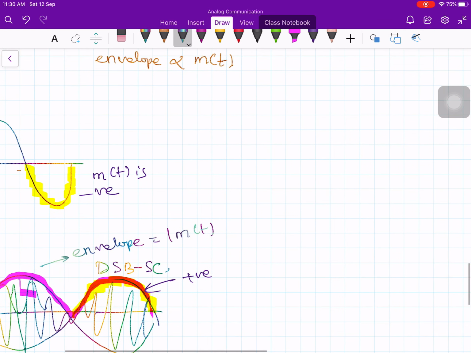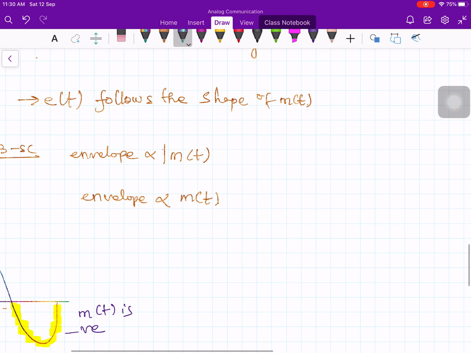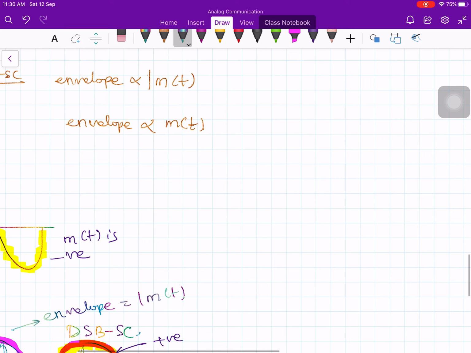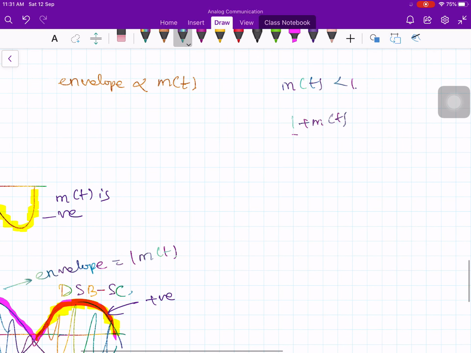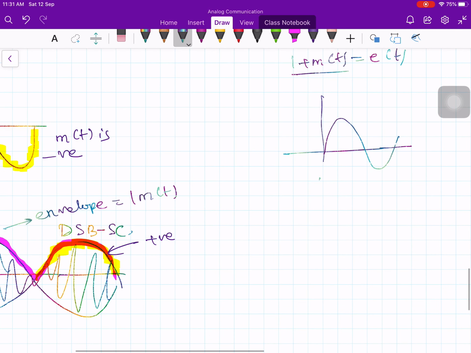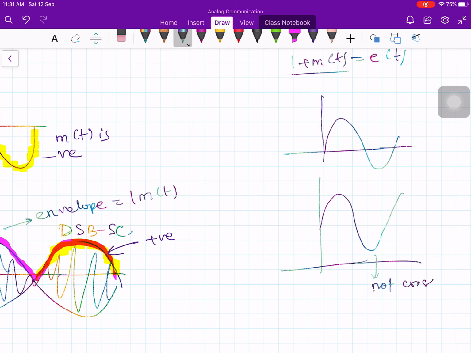But now what we are saying in amplitude modulation with carrier is that you are making a condition. What is the condition? Mod of m of t is always less than 1. Then what is your 1 plus m of t? 1 plus m of t will never cross the 0 axis. Therefore, instead of having the sine wave like this, now your sine wave becomes a scaled up wave like this. Same shape, but it is not crossing the 0 axis.